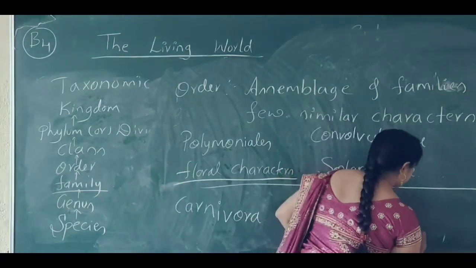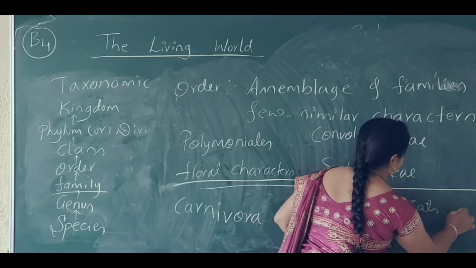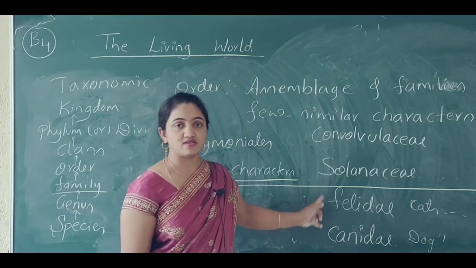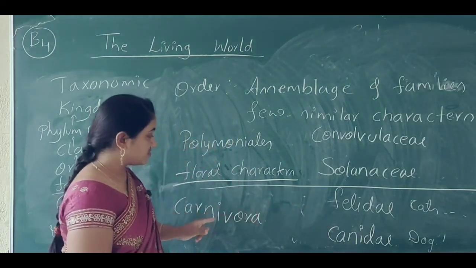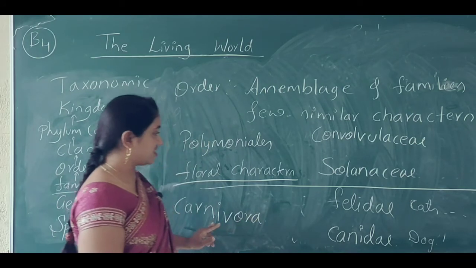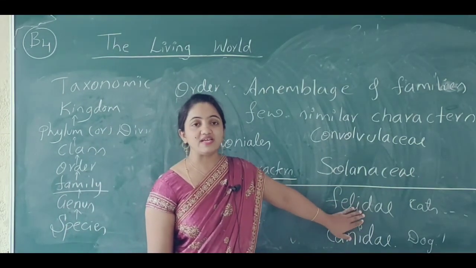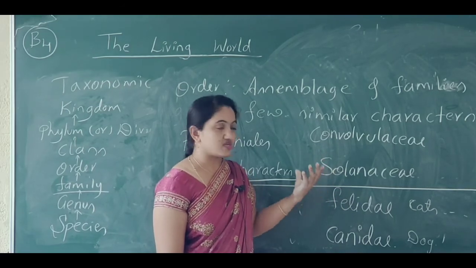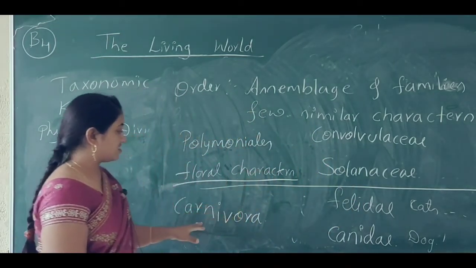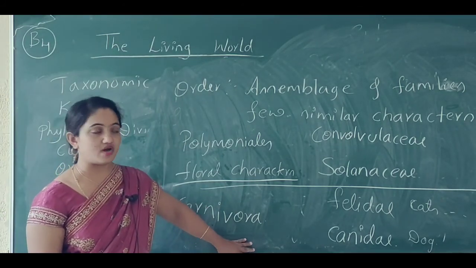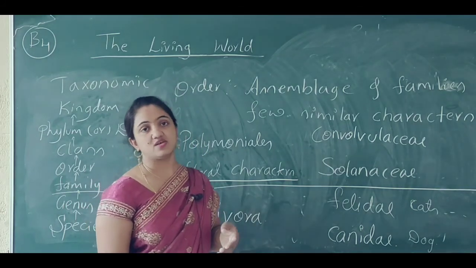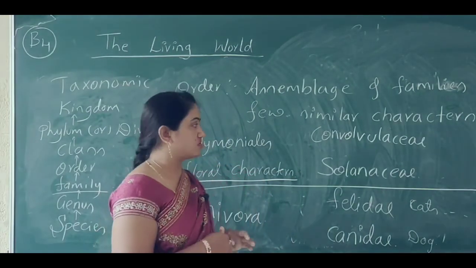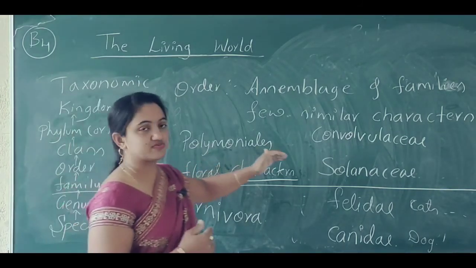So here, dogs and cats have a similar character. What similar character do they have? Because of that similar character, they fall under the same order. They are carnivores. They eat flesh, they eat animals. Because of having only that one character, they come under the same order, Carnivora. So if you know different species having a similar genus, similar family, similar order, you can write notes of all those, so that you will come to know on what basis the species are differentiated.